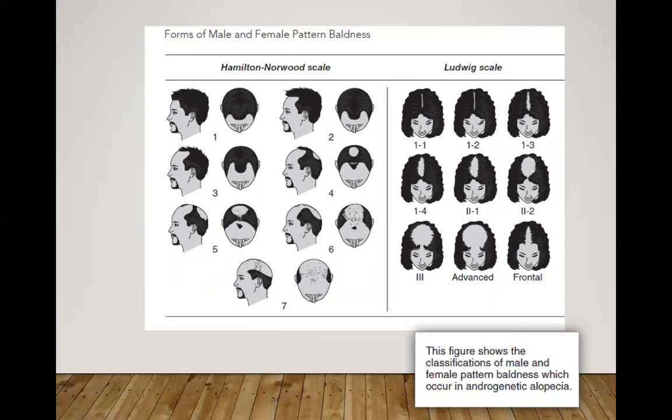And these are just the different scales, the Ludwig scale and the Hamilton-Norwood scale, that are used in male pattern and female pattern baldness. Basically, it shows baldness that occurs from androgenetic alopecia. And that is a genetic predisposition to developing that.